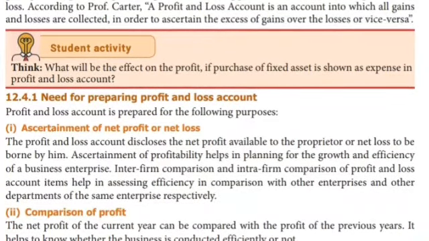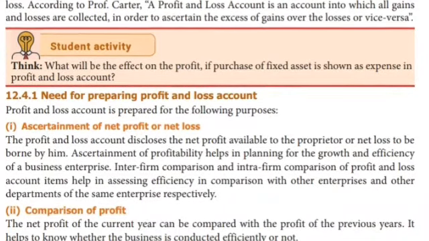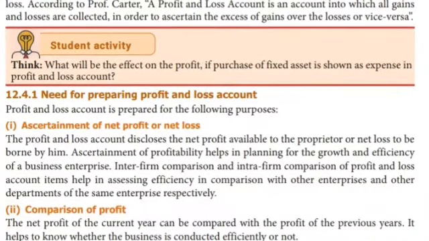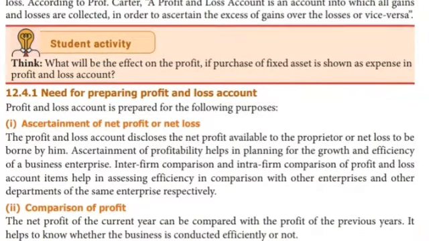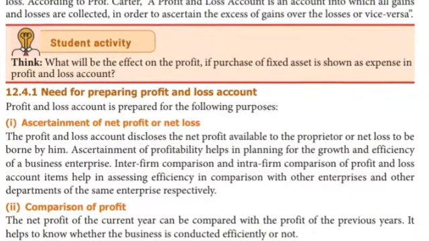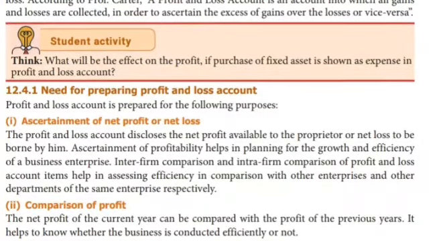Inter-firm comparison and intra-firm comparison of profit and loss account items help in assessing efficiency in comparison with other enterprises and with other departments of the same enterprise separately. Why do we have to find the balancing amount? To know our business position and compare it with other businesses.